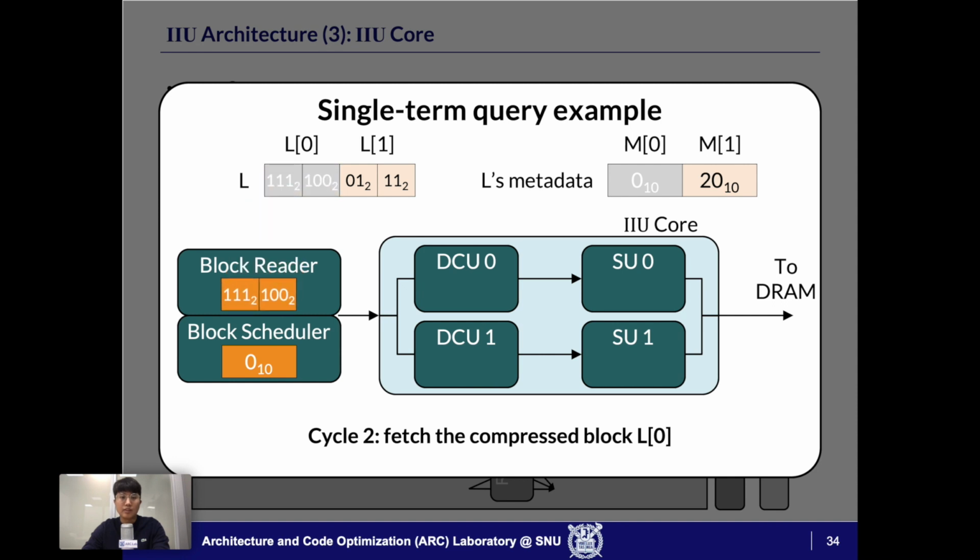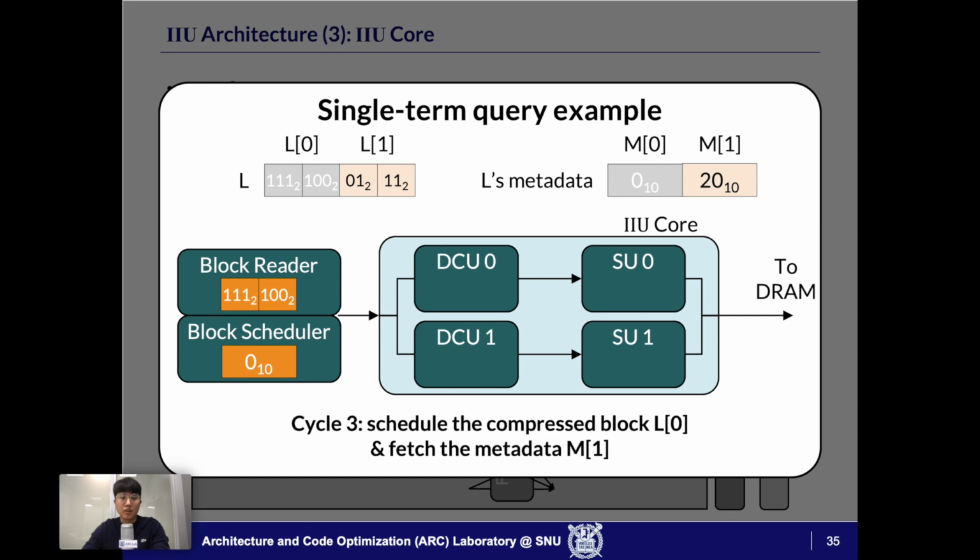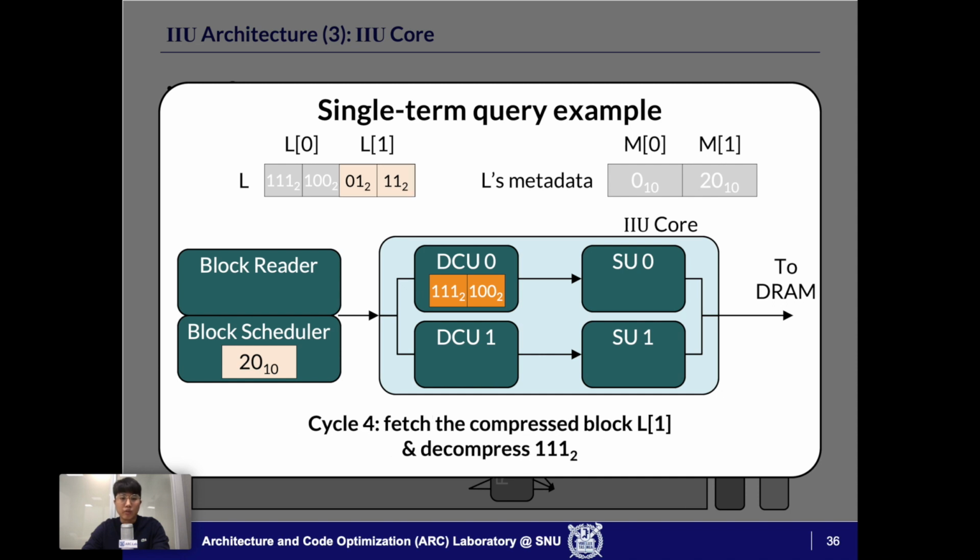And at the next cycle, using the metadata, block leader gets the compressed block from memory. In cycle 3, the block scheduler schedules the first block to DCU0 and gets the second block metadata. In cycle 4, block leader gets the second compressed block. At the same time, DCU0 decompresses the first element in the first block.